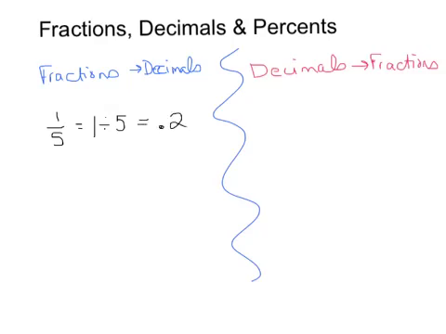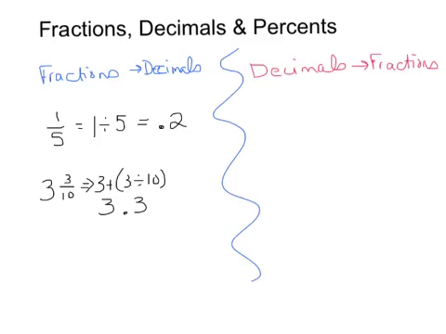Now if I have a mixed number, let's say 3 and 3/10, I can still think about this as 3 plus whatever 3 divided by 10 is. So 3 divided by 10 would be 0.3. The 3 would be the whole number in front of the decimal. So it's pretty straightforward.